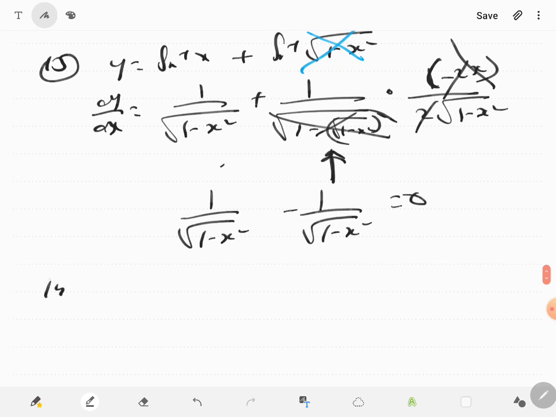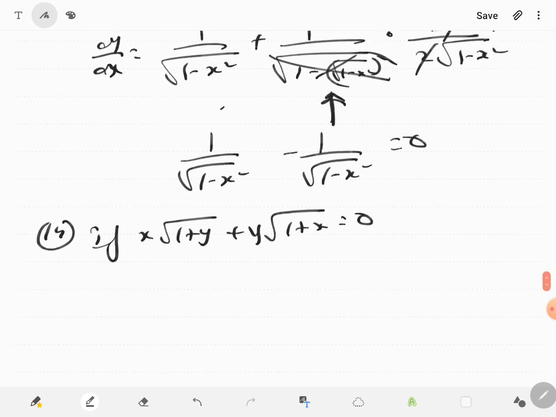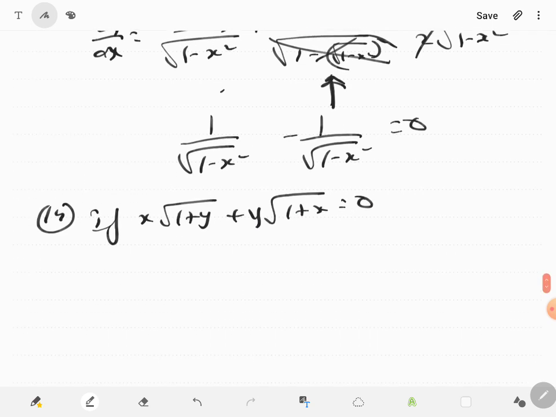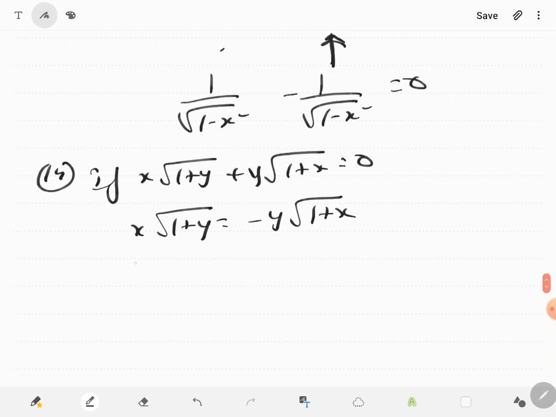So let's go to 14th sum. If x into root of 1 plus y, plus y into root of 1 plus x is equal to 0, how do you solve dy by dx? This is called Kumar sum. X into root of 1 plus y is equal to minus y into root of 1 plus x. We're going to follow a special way of differentiating.